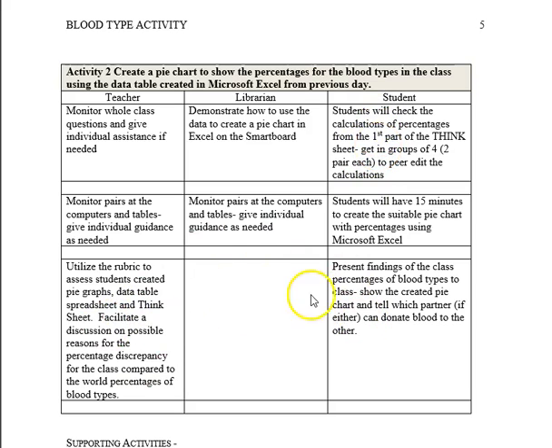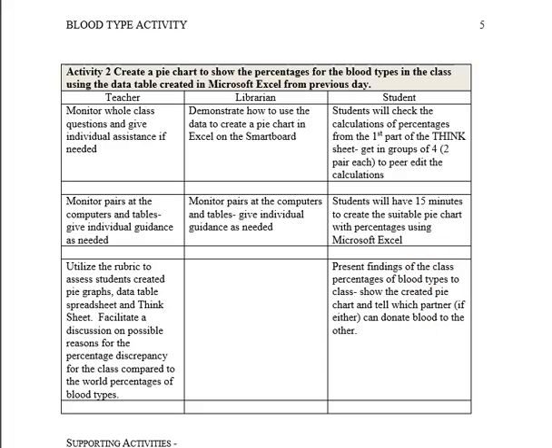So at the end, the librarian could be involved, and I would recommend they be a part of the audience, but they don't have to be. So I'd actually left this part blank. But this is when the assessment comes into play. The teacher will be utilizing a rubric to assess the students, and hopefully they'll be able to facilitate a discussion on the possible reasons for percentage discrepancies that occur within the blood types in the class.